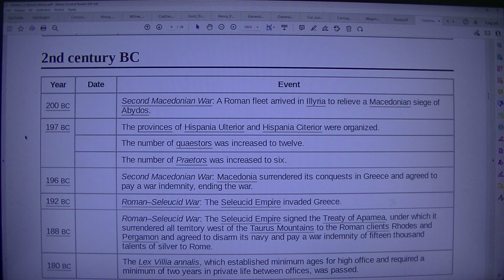192 BC. Roman-Seleucid War. The Seleucid Empire invaded Greece. 188 BC. Roman-Seleucid War. The Seleucid Empire signed the Treaty of Apamea, under which it surrendered all territory west of the Taurus Mountains to the Roman clients Rhodes and Pergamon and agreed to disarm its navy and pay a war indemnity of 15,000 talents of silver to Rome. 180 BC. The Lex Villia Annalis, which established minimum ages for high office and required a minimum of 2 years in private life between offices.